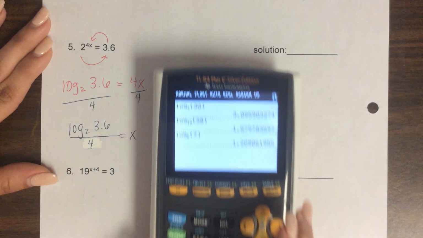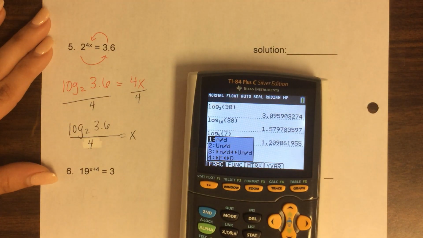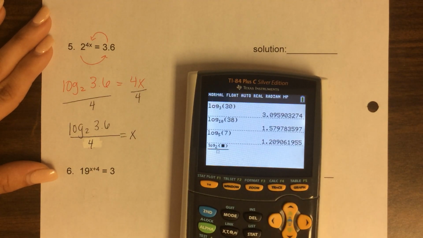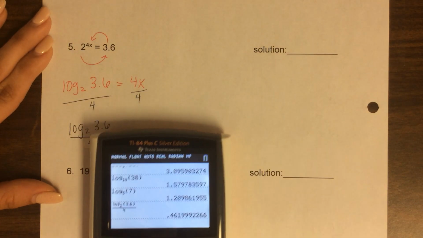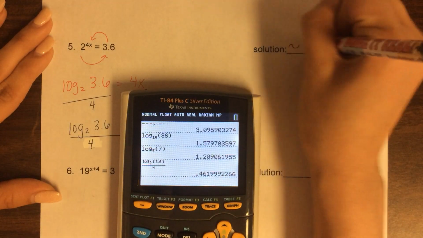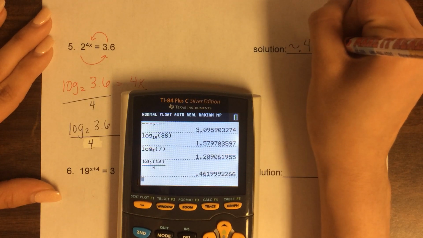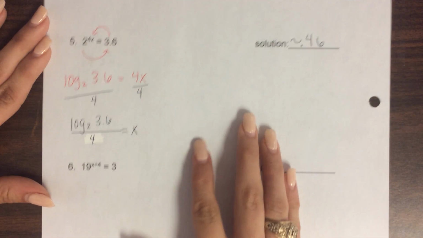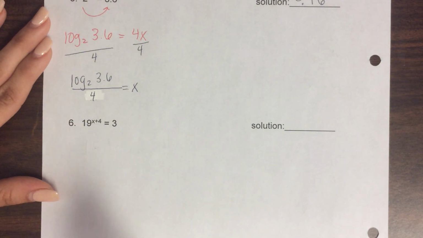And I could go ahead and just plug this in. So I'm going to go ahead and do the fancy fraction, and then do my log base. You see that? Did all that. So my answer is about 0.46. Let's try the last one. If you want to go ahead and pause it and try it on your own, you're more than welcome to.